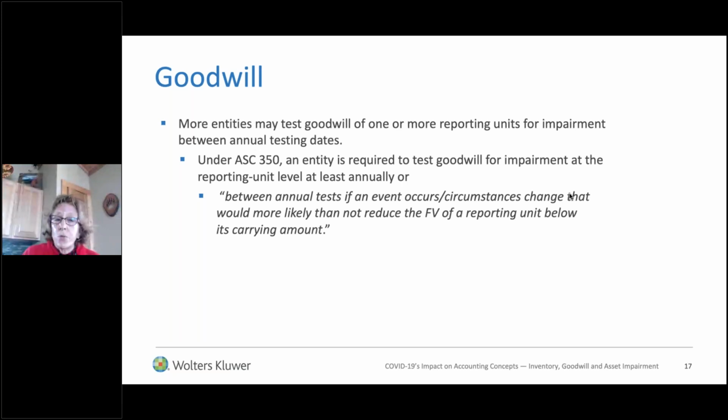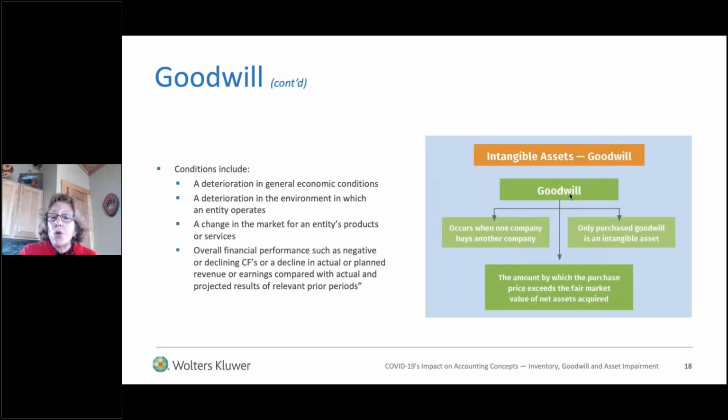The accounting standard, ASC 350, that deals with that says an entity is required to test Goodwill for impairment at the reporting unit level at least annually, or, and this is where COVID comes in, between annual tests if an event occurs or circumstances change that would more likely than not reduce the fair value of a reporting unit below its carrying amount. So as we learned about Goodwill in school, you may have purchased a company or merged with a company, and there's Goodwill on the books. With everything that's happened with COVID, is that Goodwill still stated appropriately? Or is there an impairment? COVID could have resulted in the need to relook at that.